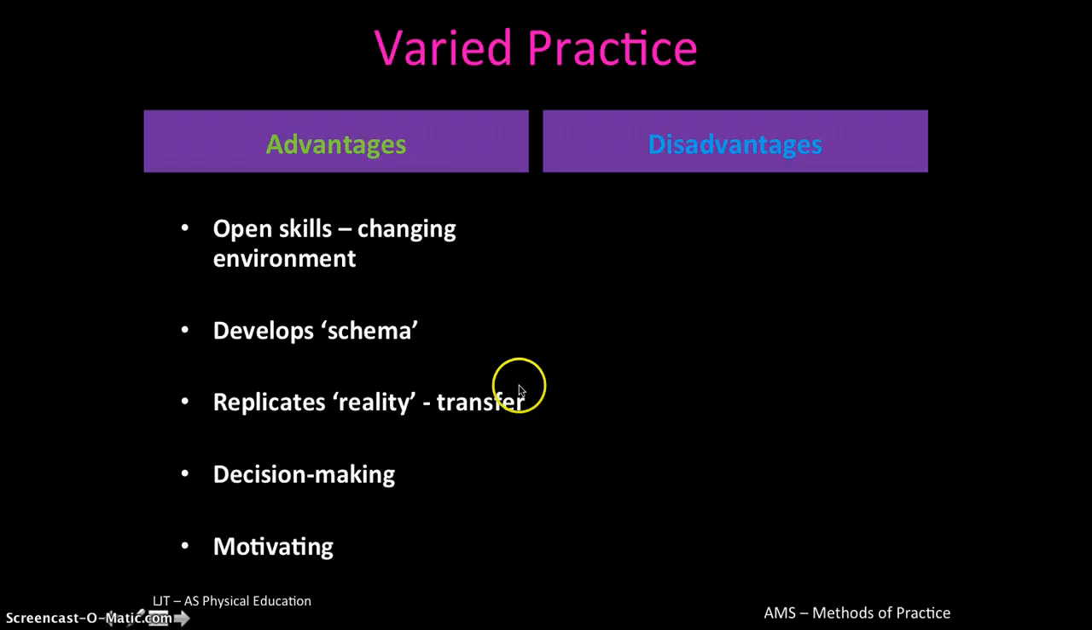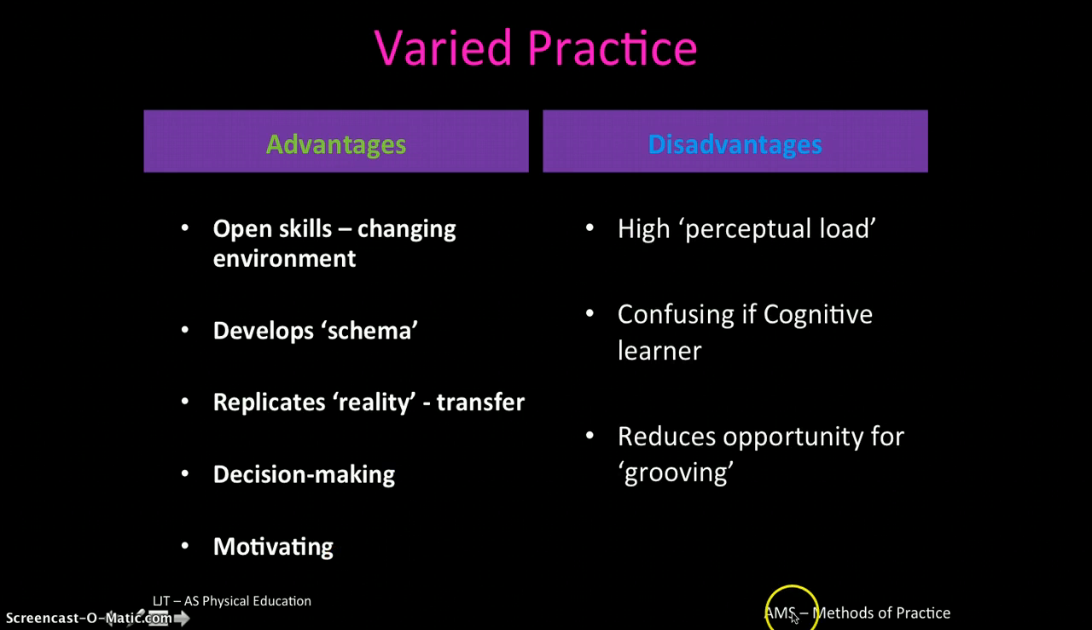The advantages of varied practice then: it suits open skills where you automatically have a changing environment, and it will enable you as a learner, a performer, to develop what we call schema, and we'll come to this in a later topic. But schema involves you just modifying your skills to suit different environments, so it makes you very flexible. It also translates to reality, so you aren't necessarily going to find the same situation in a game. So if you've practiced in lots of different situations in a variety, then you'll be able to face that reality. It will improve your decision making and will keep you quite motivated. However, it can provide what we call increased perceptual load.